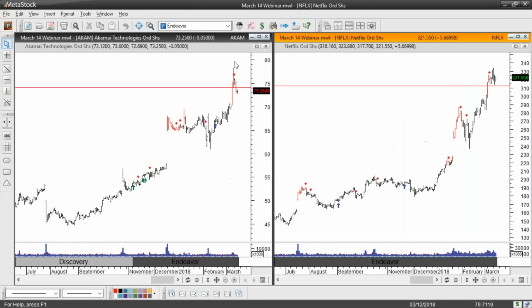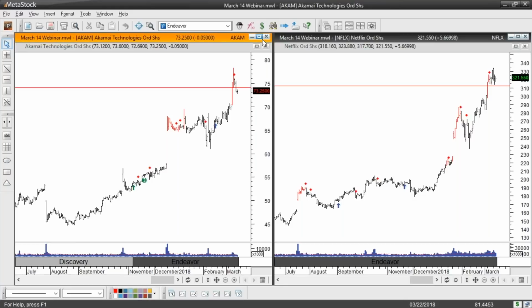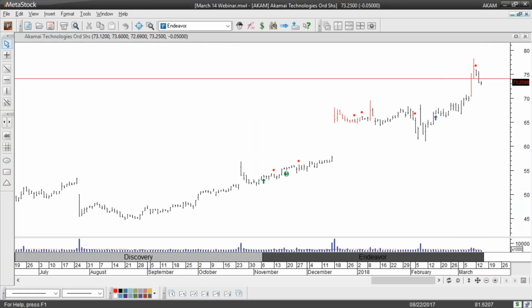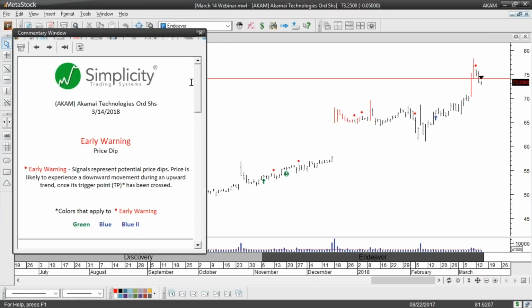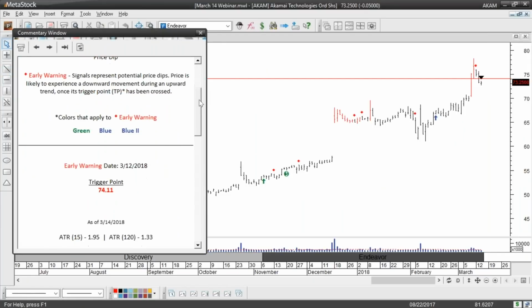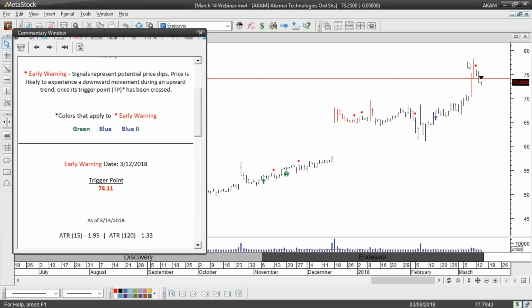And now let's look at Akamai Technologies. Again, since the signal's already applied, I'll come up to View, Expert Commentary, and I'll move down here to our trigger point. If you don't want to always check the physical signal for what date it occurred, it always tells you right next to what you're looking at. So we know here that an early warning happened on 3/12 of 18, and that our trigger point is 74.11. Again, represented by the red line that I've already placed.